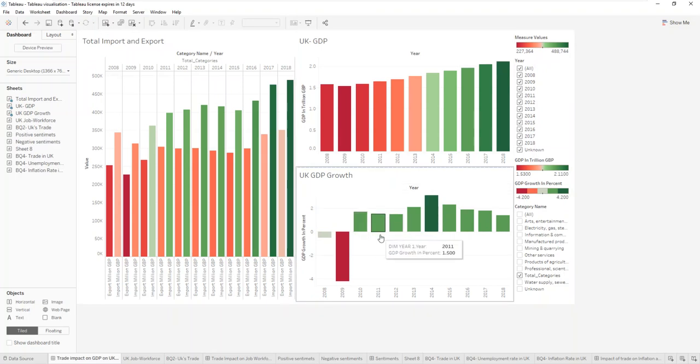However, we can see that the GDP growth is not largely impacted by the UK trade. There can be several other measures which play a larger role in defining the GDP growth.